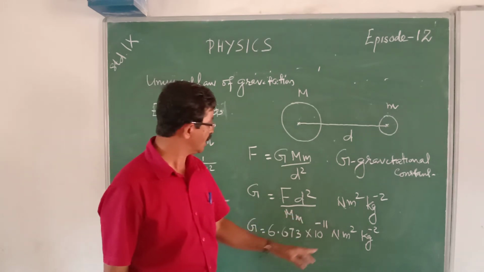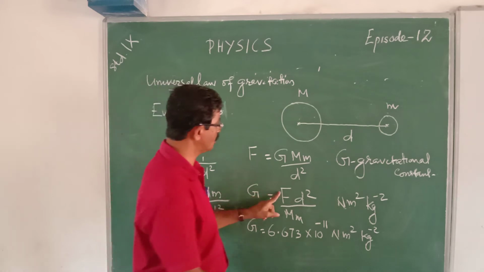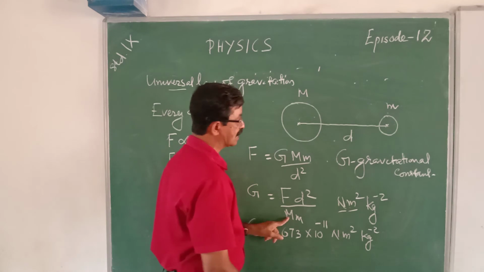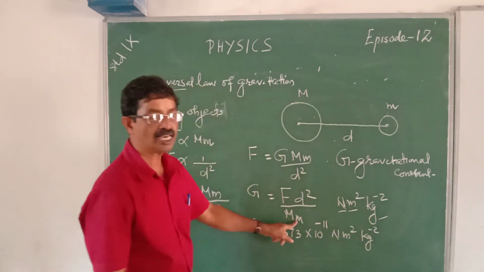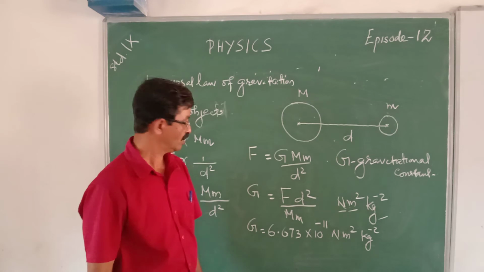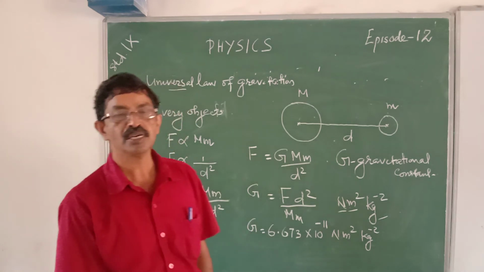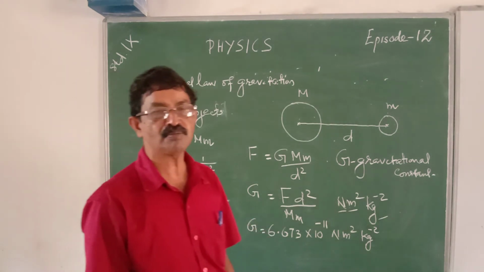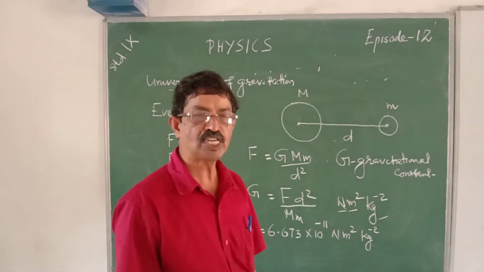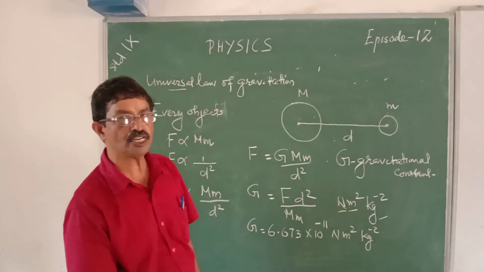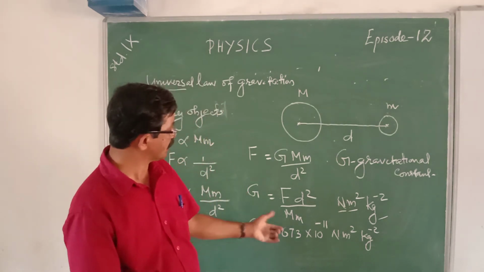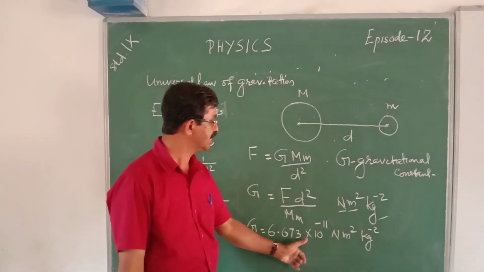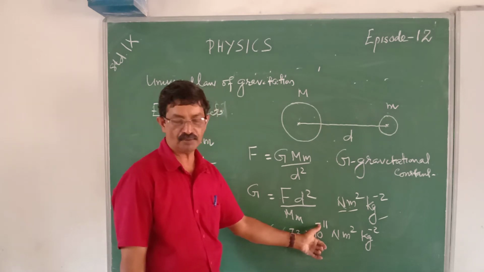The unit for force is Newton, distance is meter square, and the two masses m are in kilogram square. The value of this is calculated by Henry Cavendish by using a torsion pendulum, otherwise a very sensitive pendulum, and he got it as 6.673 into 10 to the power minus 11.